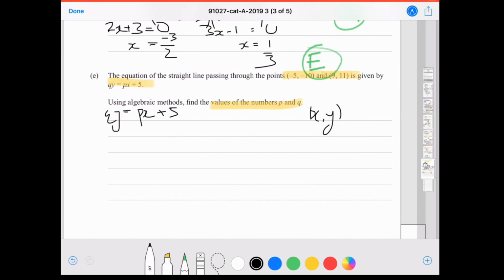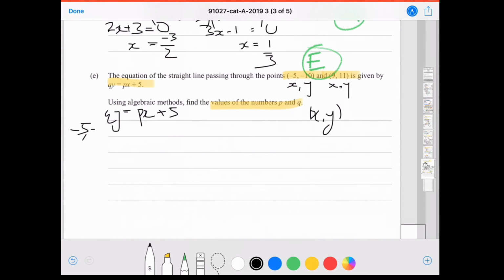by looking at our coordinates here. Minus 5 represents the x term, minus 10 represents the y term. Same with 9, 11, you've got x and y. So let's take this first coordinate, and we can substitute in x and y. We can eliminate these 2 variables, and this will help us to find the values of the numbers p and q.